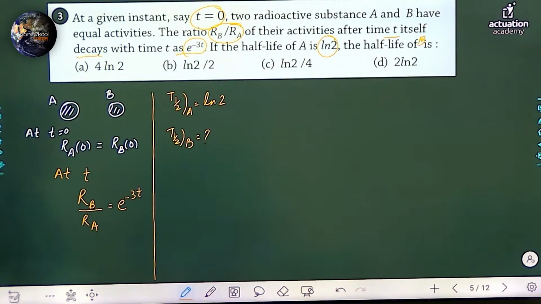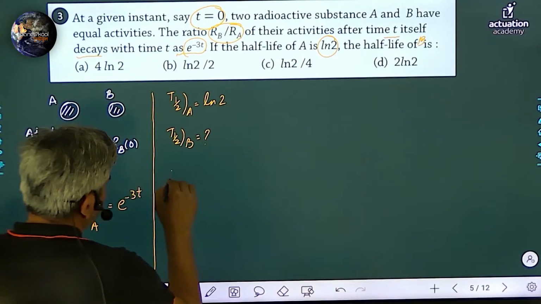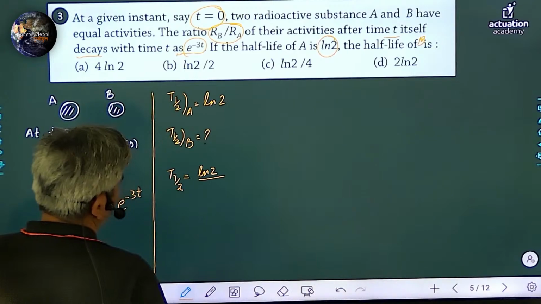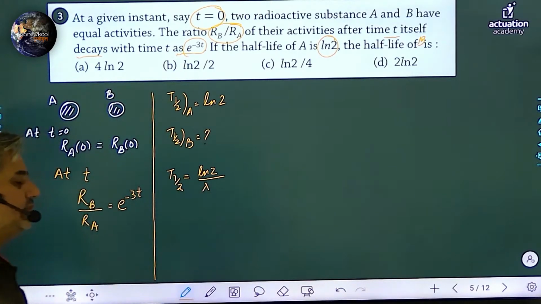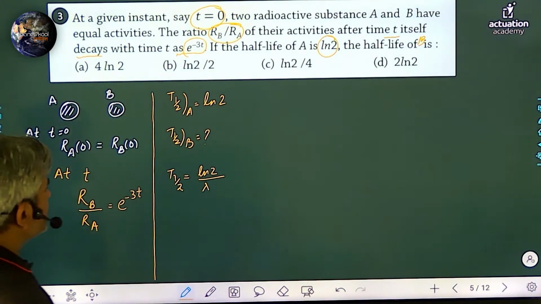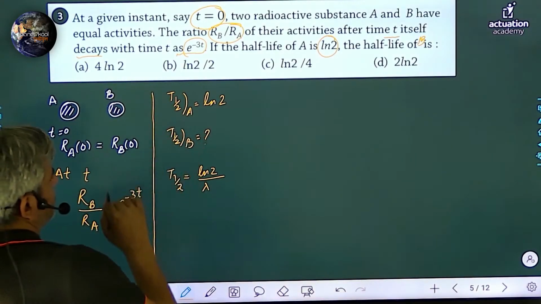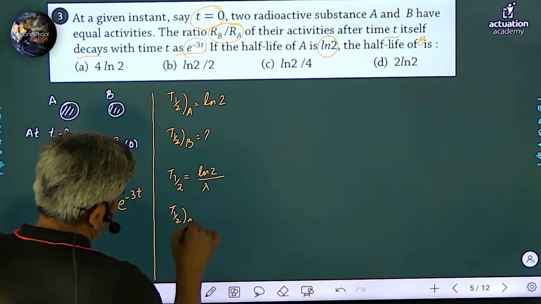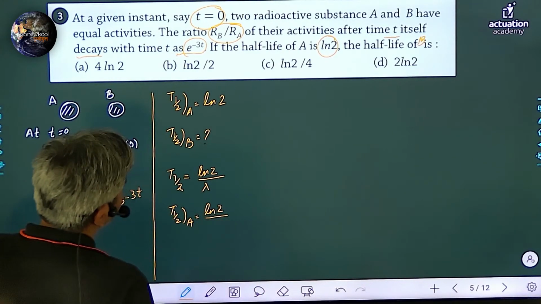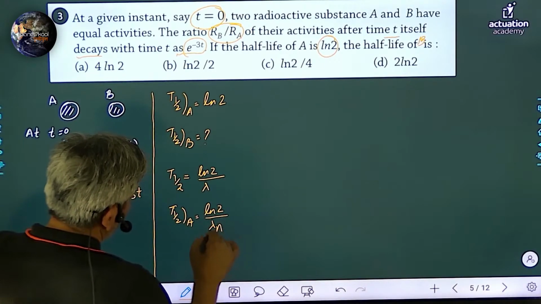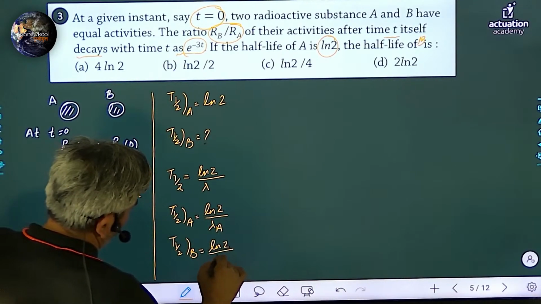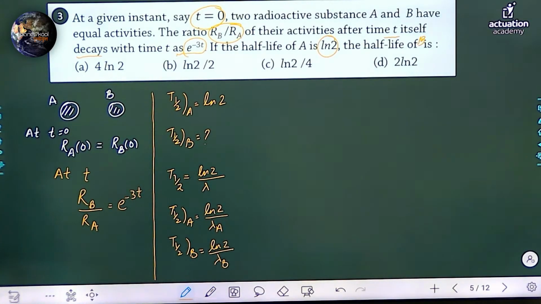Now, as we know, the half-life T half is simply natural log 2 over the decay rate for a radioactive substance, lambda. So T half of A is simply natural log 2 over lambda of A, and T half of B will be nothing but natural log 2 over lambda of B.